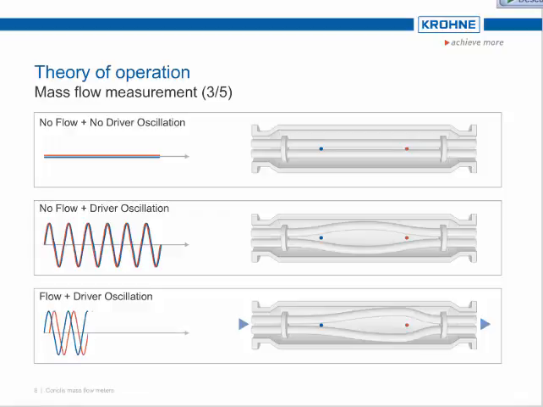With flow greater than 0, the Coriolis meter continuously measures the deflection at both sensors A and B, and calculates the time shift of the sinusoidal oscillation between the incoming and the outgoing sensor caused by the Coriolis effect.